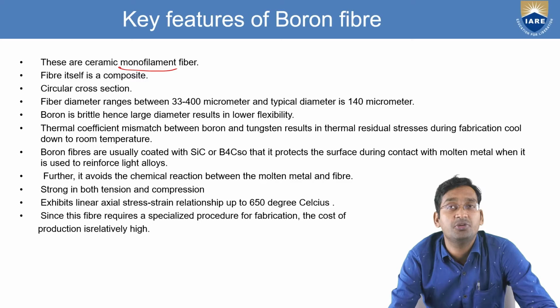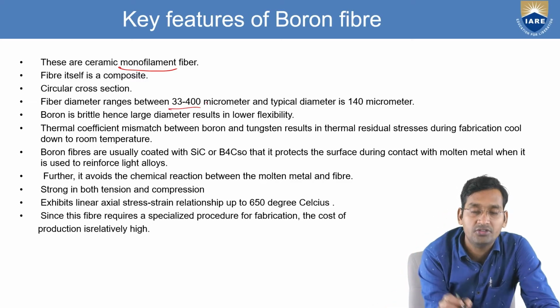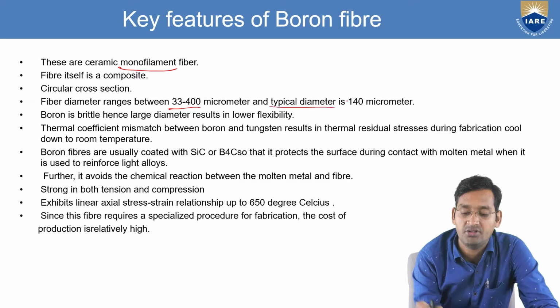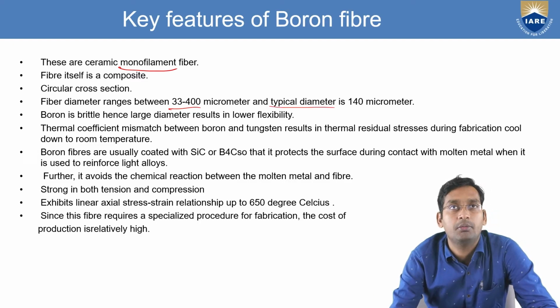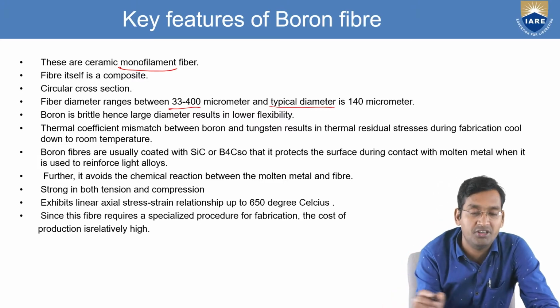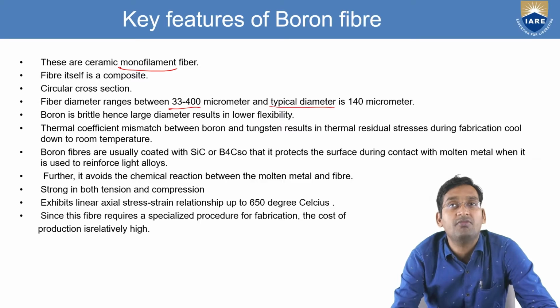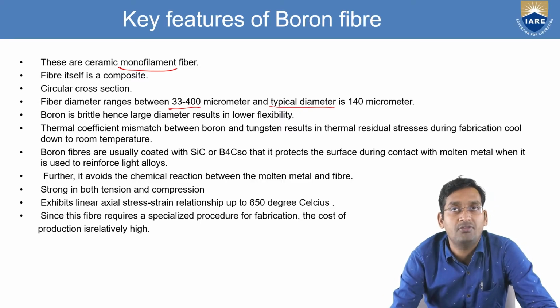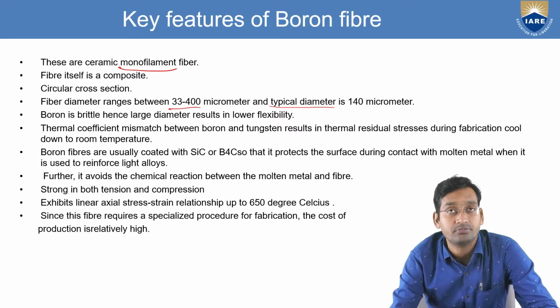Fiber diameter ranges between 33 to 400 micrometers, and the typical diameter is around 140 micrometers. Boron is brittle, hence a large diameter results in lower flexibility. Because of the brittle nature of boron, if the diameter is larger, the flexibility will reduce, so they will have lower flexibility.